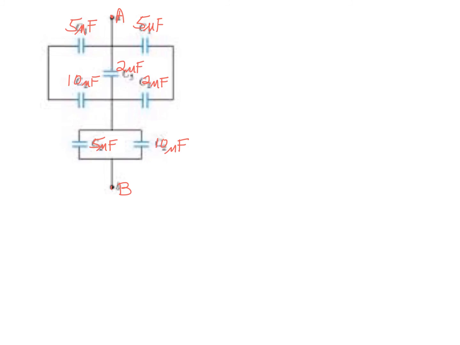So here's the diagram I intended. There are 5 microfarad capacitors at the very top. At the very bottom, there's a 5 and a 10. And in the middle, so to speak, there's a 10, 2, and a 2. It's a little fuzzy. And then I have point A and point B. I want to find the equivalent capacitance. I want to put these capacitors all together.